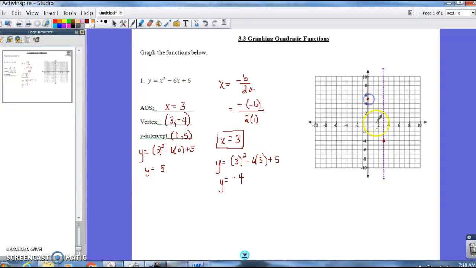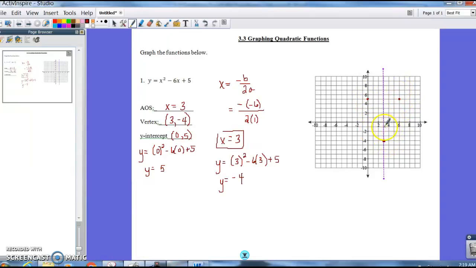Now remember yesterday we said that the axis of symmetry cuts our parabola in half. So everything is symmetrical on either side of that axis of symmetry. So now I have this one point that's on my parabola. I know that I'm 3 units away from the axis of symmetry. So if I go 3 units away on the other side, I know that that is also going to be a point on my parabola. Okay, so far I have 3 points.